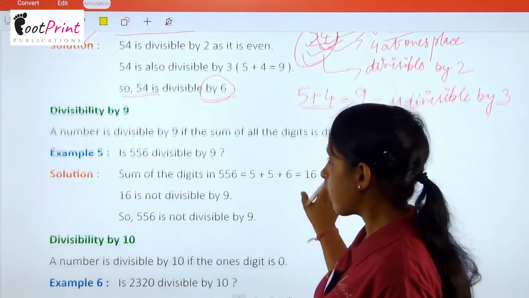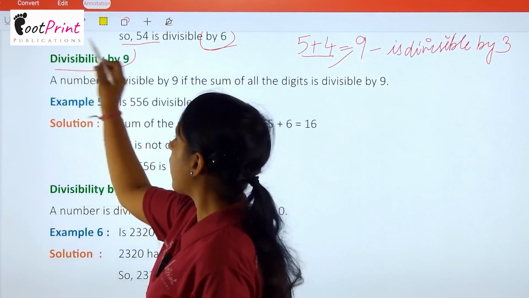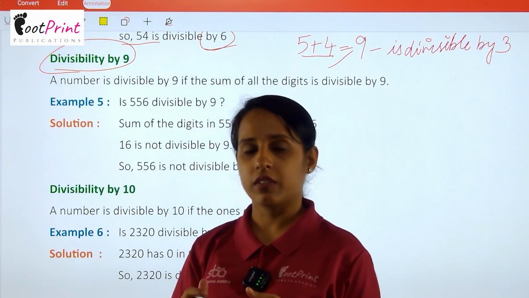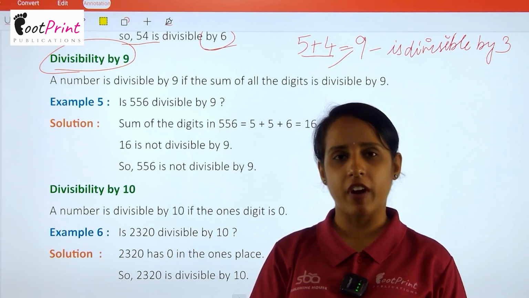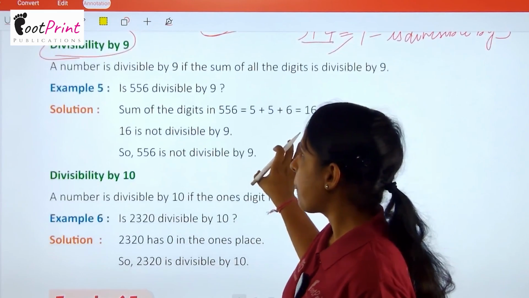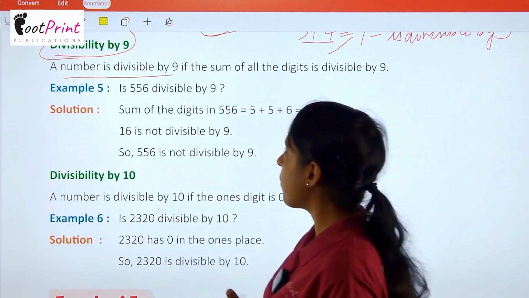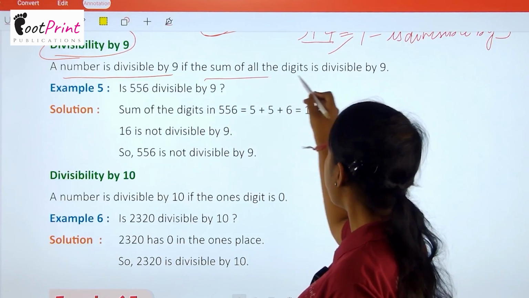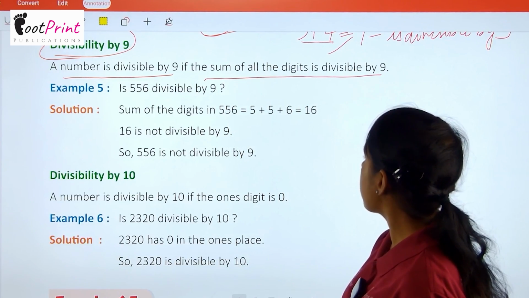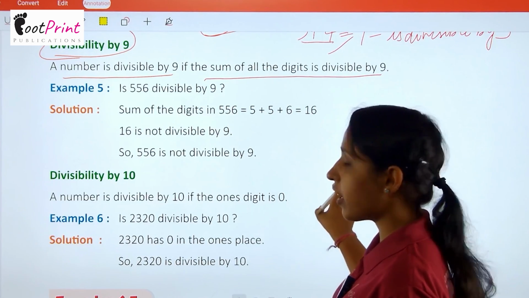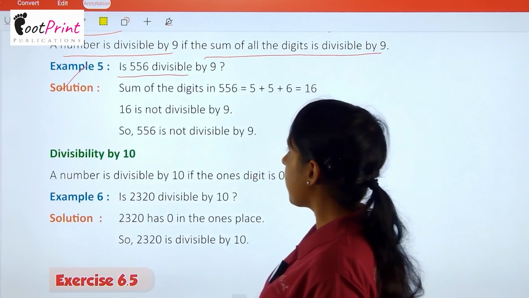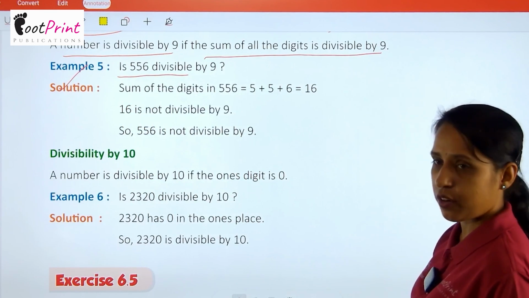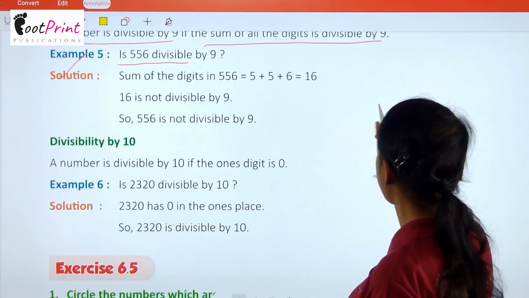Okay. Next, divisibility by 9. As we know the divisibility rule of 3, just like that, divisibility by 9 has the same rule. A number is divisible by 9 if the sum of all the digits is divisible by 9, just like the rule of 3. Example, is 556 divisible by 9 or not? So, how do we find it?